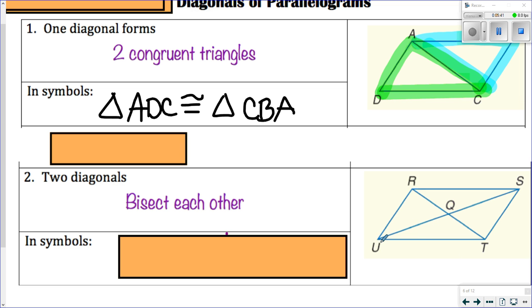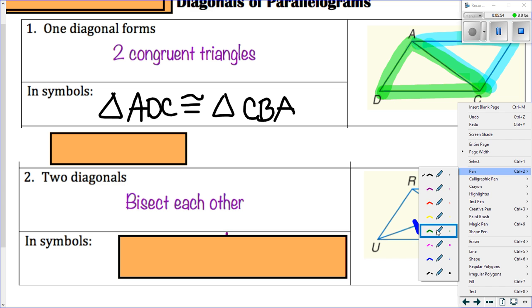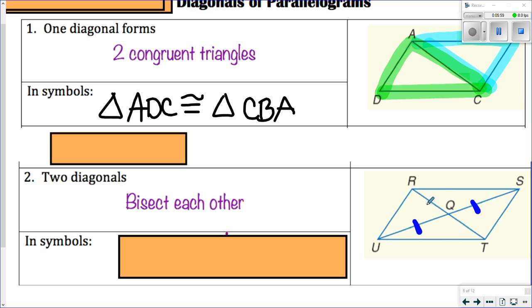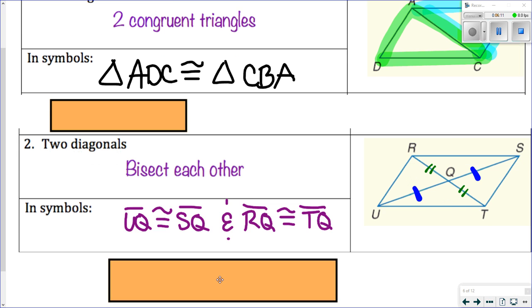So we have US, so that means RT is bisecting US into two congruent segments, and then US is bisecting RT, so RQ and QT are congruent to each other. Alright, so then in symbol form, we can say that UQ is congruent to SQ and RQ is congruent to TQ.